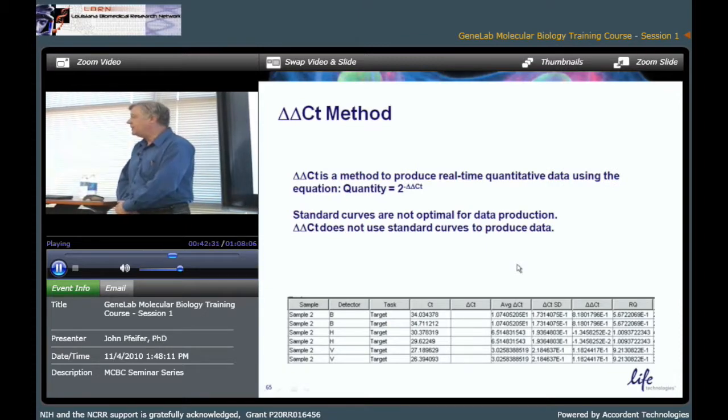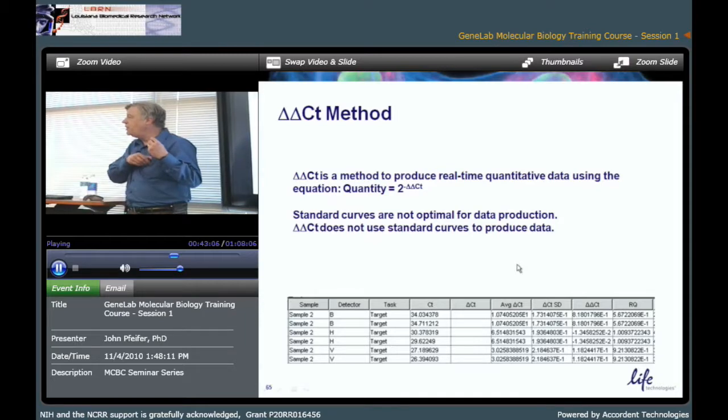Once you've completed dynamic range testing, so now you know what the dynamic range of your assay is, this will enable you to take steps to ensure that all your samples, as best you can, will be measured within the dynamic range of your assay. At that point, you can stop running standard curves, which is what we do to test dynamic range, and instead switch over to data production using the delta-delta-CT method. The delta-CT method is a method our scientists invented years ago, and the equation it's based on is shown here.